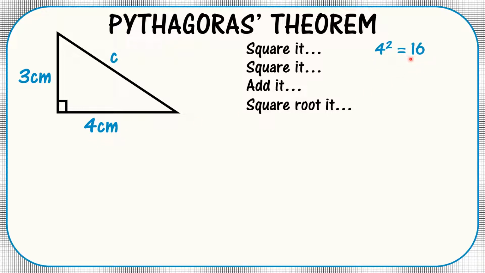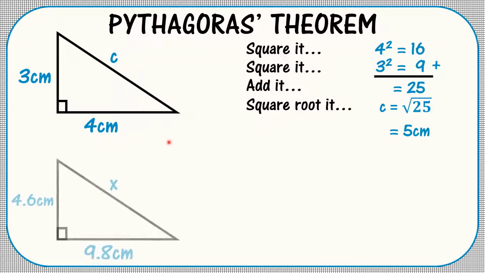So we'll do 4 squared, which equals 16. Then we'll square the next number, which is 3. So 3 squared equals 9. Then we will add it. So we'll add these two numbers. 16 plus 9 equals 25. And the final step is square root it. So we'll square root this 25. C is equal to the square root of 25. C is equal to 5 centimeters. So the value of C in this example is 5 centimeters.